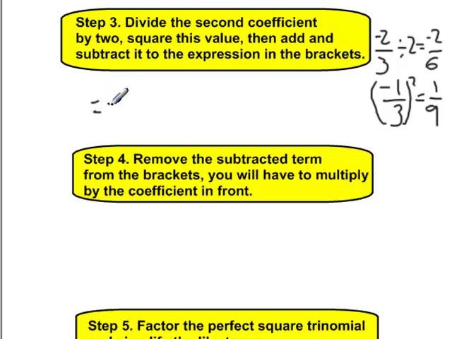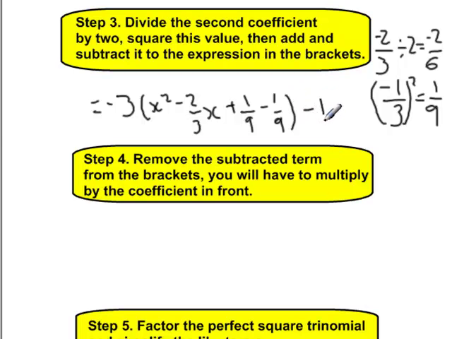So I have equals negative 3 times x squared minus 2/3 x plus 1/9 minus 1/9, minus 1.